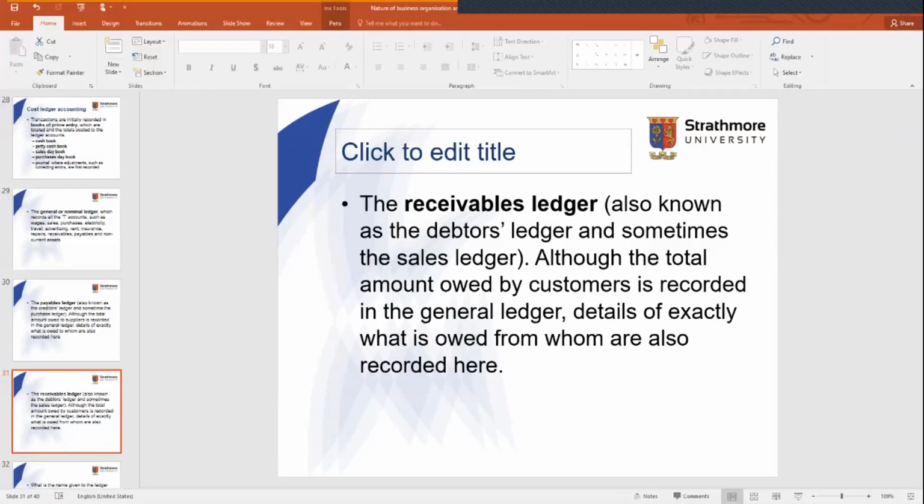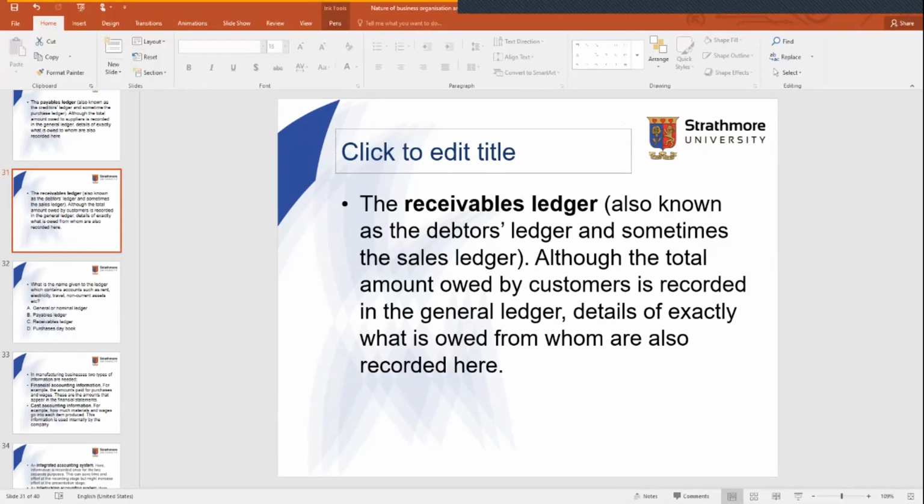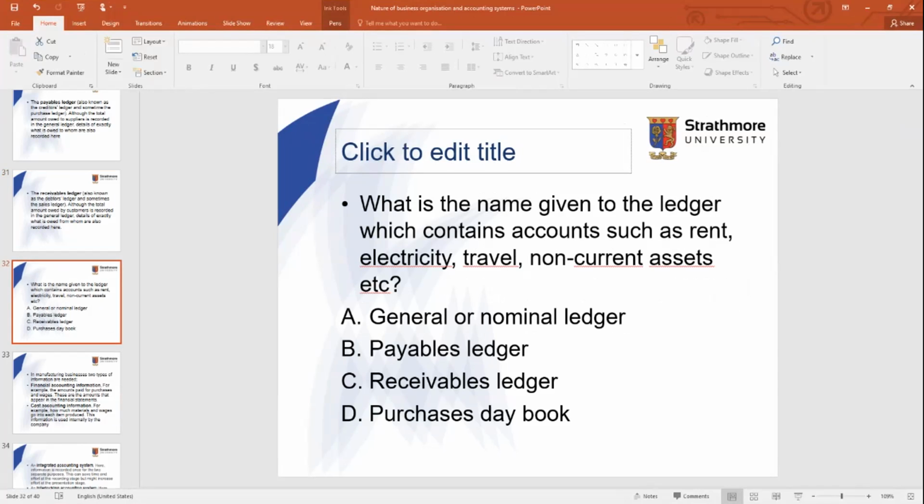That's the case of the receivables ledger. I'm only mentioning the key ledgers. There are more ledgers than this, but I'm only mentioning the key ledgers. An example.